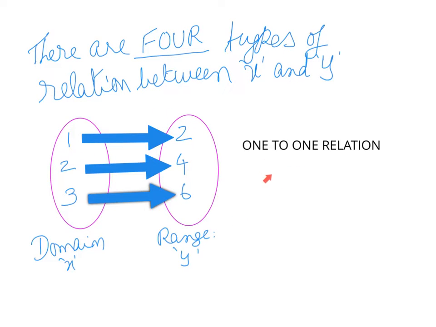So let's take the first one, which we call the one-to-one relation. This is my x values, the input, and this is my output y values, which we also call domain and range. Here 1 is related to 2, 2 is related to 4, and 3 is related to 6. We call y equals 2x the rule. This is called a one-to-one relation. Every element of x is related to one and only one value of y.